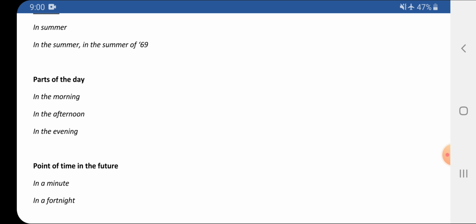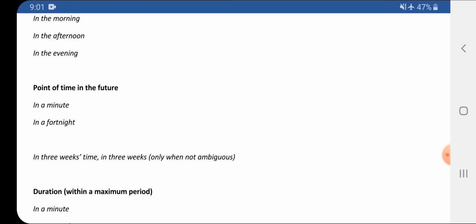Next thing is parts of the day. दिन के parts जो होते हैं. For example, in the morning, in the afternoon, in the evening. In these phrases, we always use in. इसमें हम जो हैं we can never use at. कभी भी इस्तेमाल नहीं कर सकते.